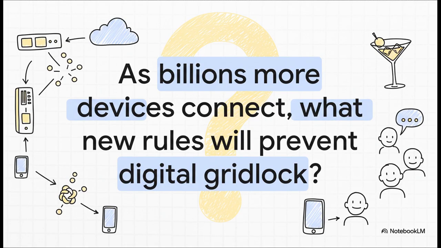And it's a system that works brilliantly for the internet we have today. But that leaves us with a really fascinating and frankly critical question for the future. As we connect billions, and I mean billions more devices to this network, from our cars to our coffee makers, are the invisible rules that prevent chaos today going to be enough for the internet of tomorrow?